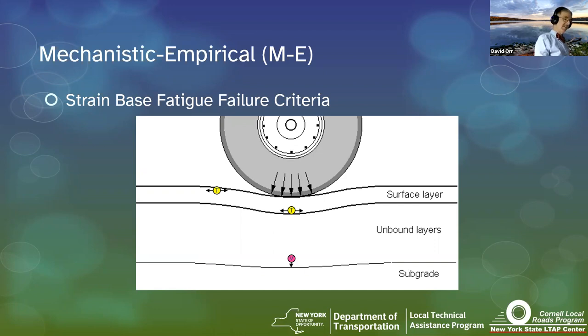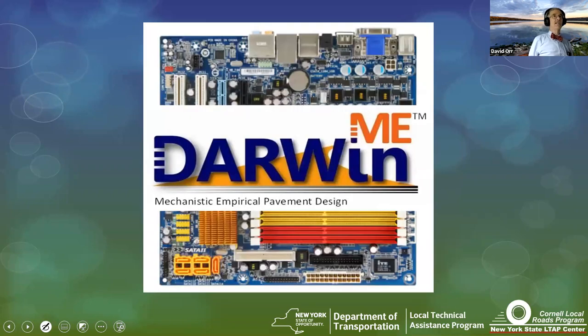But the reality is you might even want to look at what's going on here in the middle of the base layer. That can make a big difference. Any unbound layers. You might look at top-down cracking due to wheel rutting. You might look at long-term stability of the asphalt, things like that. And this is all done in the modern AASHTO DARWin-ME kind of stuff.